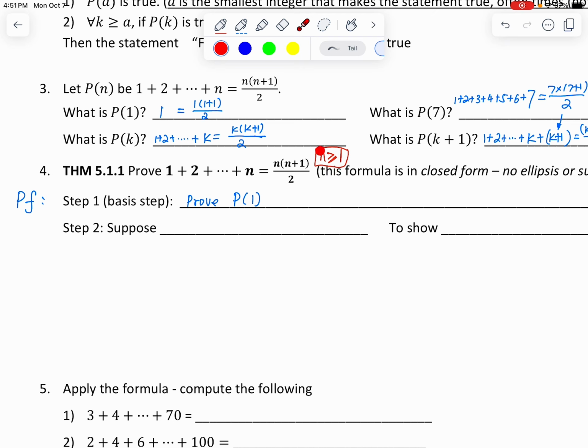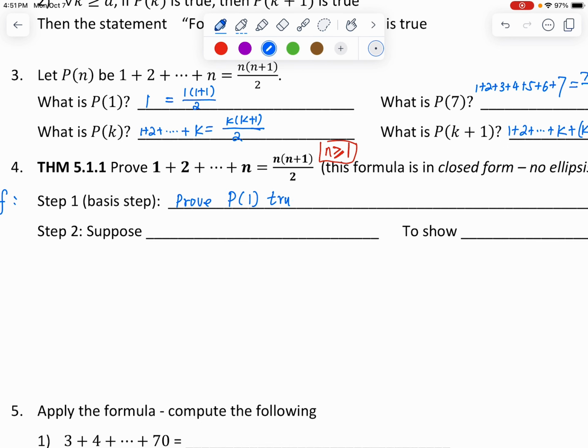Now the smallest n is 1, so we want to prove that P of 1 is true. So first of all, what is P of 1? We already stated that earlier, this is actually P of 1, when n is 1. What does this statement look like? Okay, so prove that this is true, and here's the proof. 1 is equal to 1 times 1 plus 1 over 2 is definitely true. It's pretty trivial, don't you think?